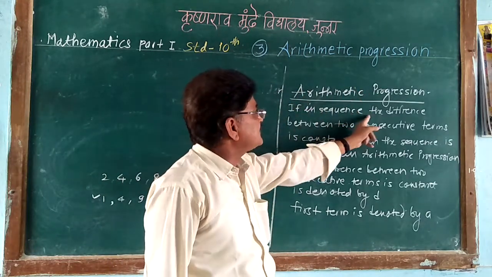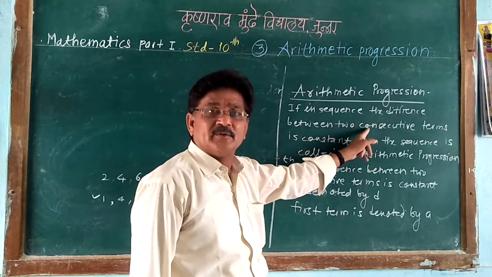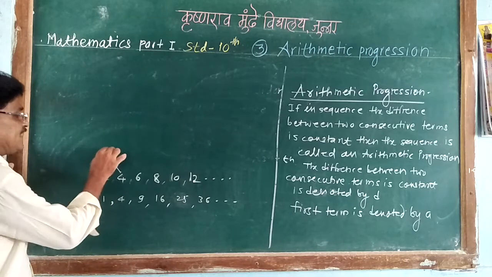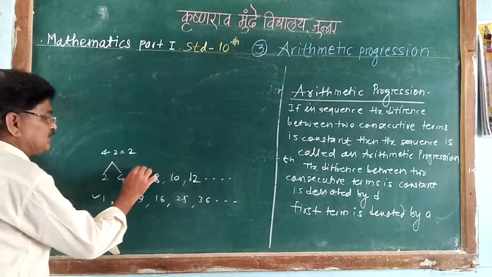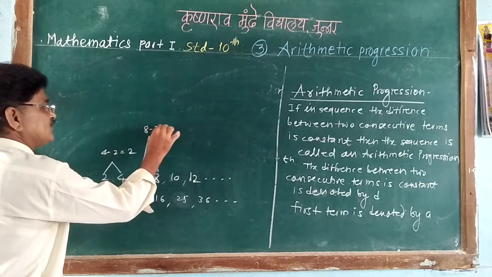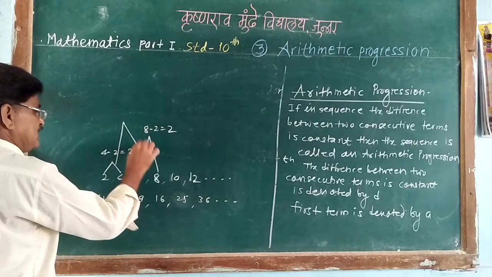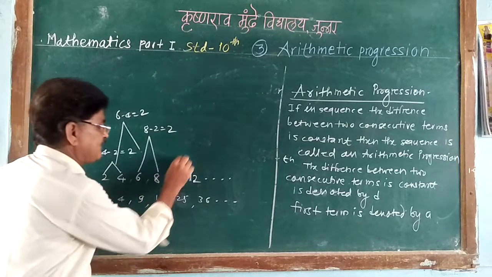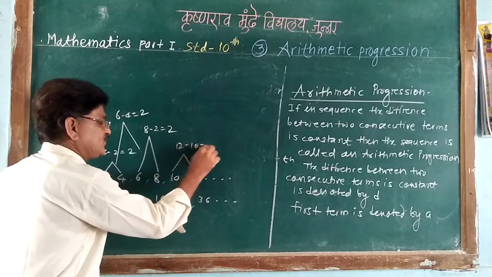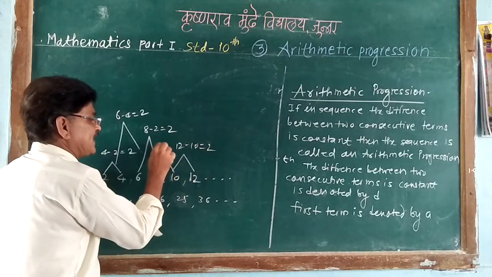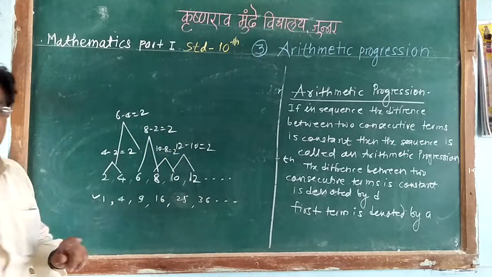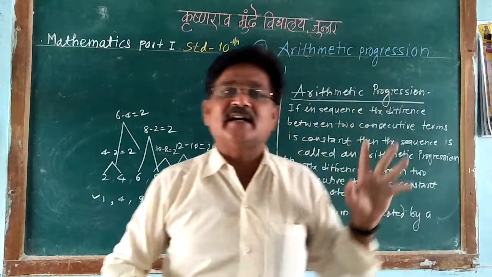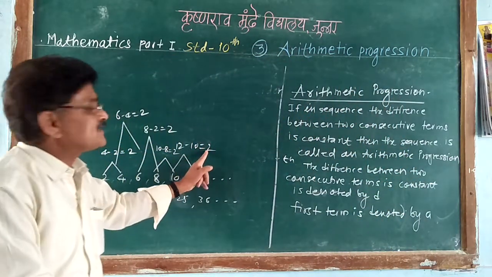In a sequence, the difference between two consecutive terms. That is 4 minus 2 is equal to 2, 8 minus 6 is equal to 2, 6 minus 4 is equal to 2, 12 minus 10 is equal to 2, 10 minus 8 is equal to 2. The difference between any two consecutive terms is constant.